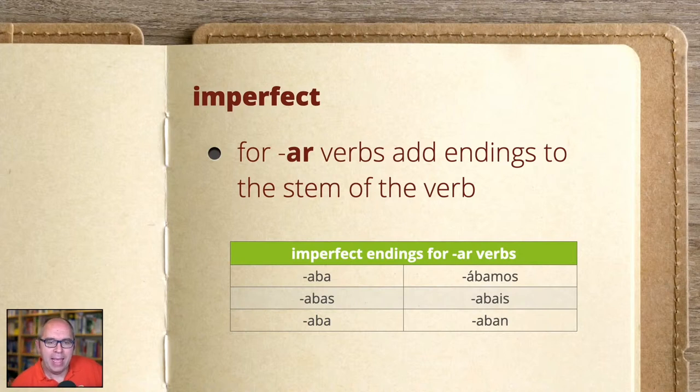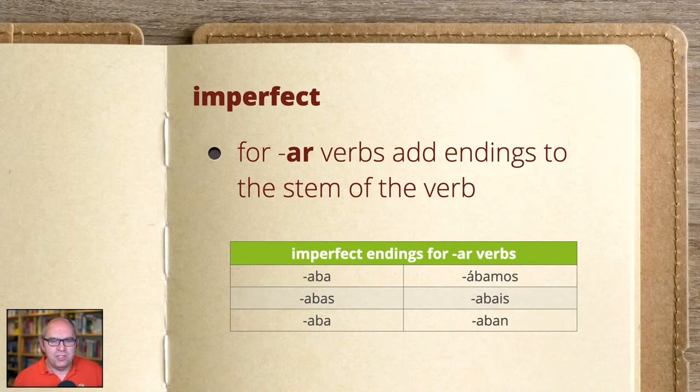So hablaba, I was talking, or I used to talk, hablaba. You were talking, hablabas, or you used to talk. He or she or it or you formal, usted, was talking, or you were talking, obviously. Hablaba, so again, aba ending, hablaba. We were talking, hablábamos, and watch your stress there, hablábamos. You all were talking, hablabais, and then they were talking, or ustedes, the plural formal form, hablaban. Let's go through all of that again, and we're going to use hablar again. So hablaba, hablabas, hablaba, hablábamos, hablabais, hablaban.